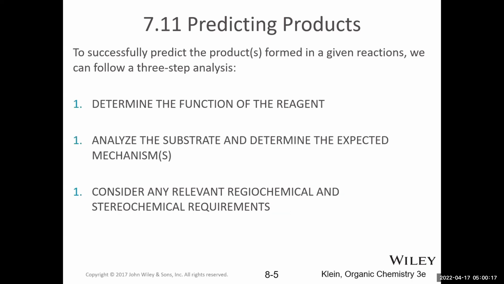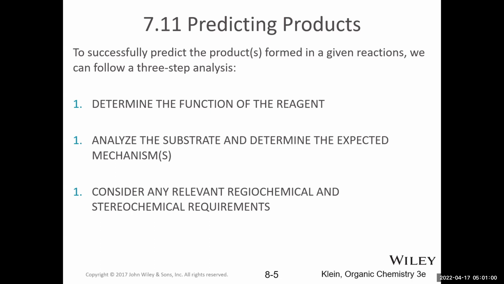So how do we go about predicting products? Well, we can follow this three-step analysis. The first step is to determine the function of the reagent. Notice when I was analyzing those reactions on the past few slides, I started with the reagent. I talked about the function of sodium hydroxide in the first example and the function of sodium methoxide. Both of those happen to be strong nucleophiles and strong bases. So that gave me an indication that it might be possible to do SN2 or E2 reactions. So that's where we'll start, the function of the reagent and then what mechanisms those reagents will likely promote.